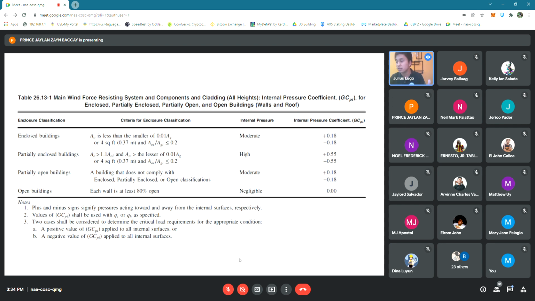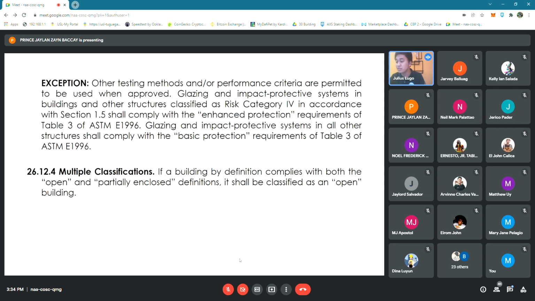And then yung GCPI, internal pressure coefficient niya is stipulated dun sa end ng table. Yung positive 0.18, negative 0.18, mga ganyan. So, plus minus signs signify pressures acting toward and away from the internal surfaces, respectively. That's why we have positive and negative values there. So, next tayo, exceptions. Other testing methods and performance criteria are permitted to be used when approved. We have glazing and impact protective systems in the building and other structures classified as risk category 4 in accordance with section 1.5 shall comply with the enhanced protection requirements of table 3 of ASTM 1996. Okay, wag na tayong mag-ASTM.